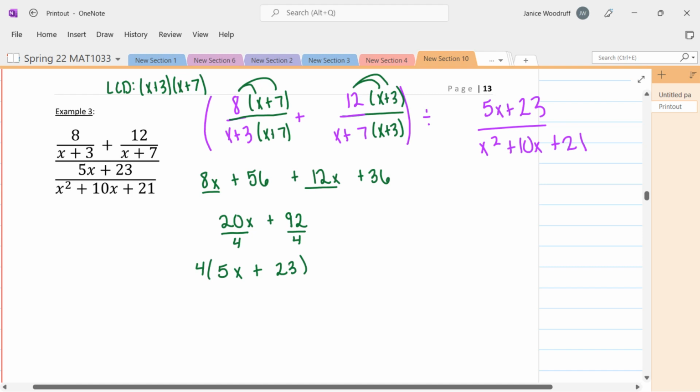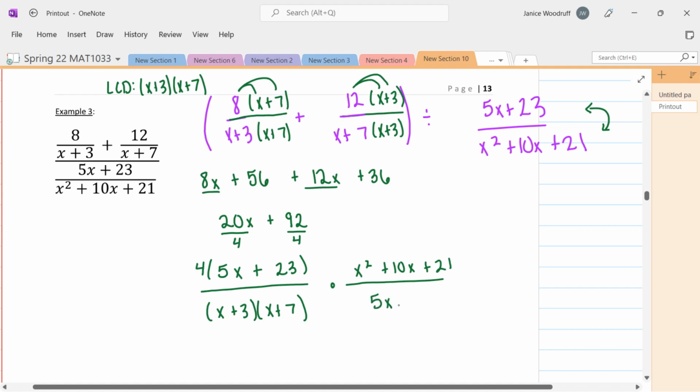Okay, so that's my numerator simplified from here. I'm going to put that over my common denominator, x plus 3, x plus 7. Okay, so this numerator here, the grouping, is now simplified. So now I can divide. But really, I'm multiplying, right? And I'm going to flip this. So this is x squared plus 10x plus 21 on the top, 5x plus 23 on the bottom.